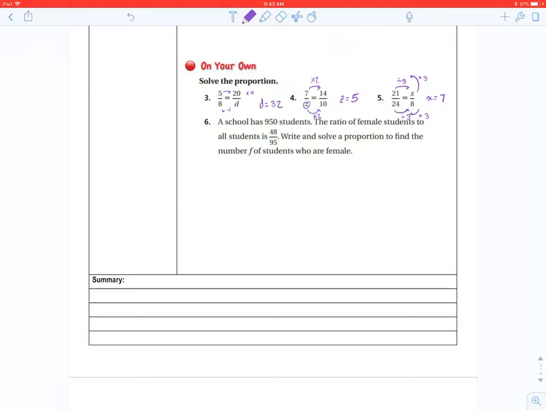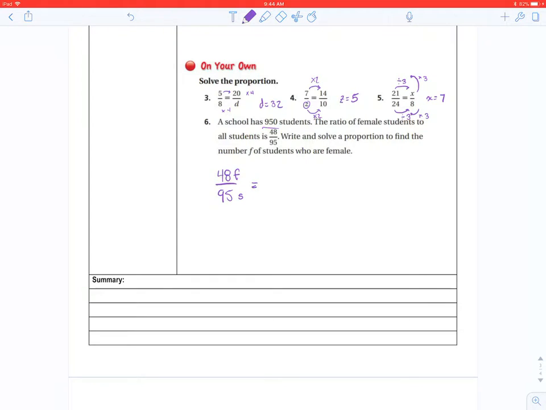Okay, number 6 is a word problem. A school has 950 students. The ratio of female students to all the students is 48 to 95. Write and solve a proportion to find the number f of students who are female. So the ratio of female students to all students is 48 to 95. 48 females to 95 all students. So I'm going to put S for students. And they were also told at the beginning that a school has 950 students.